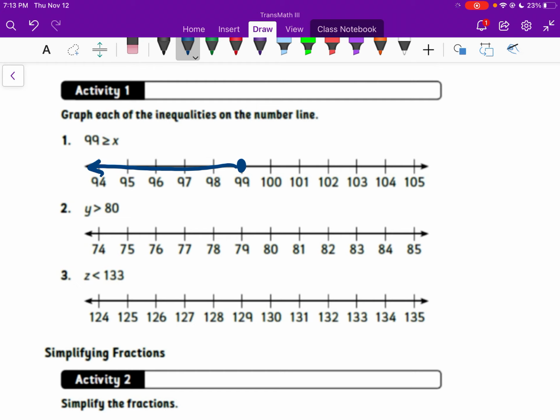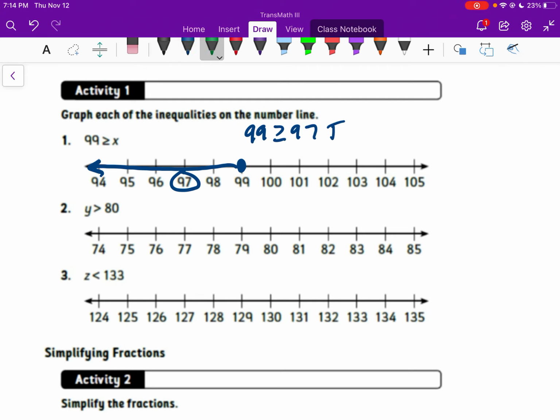Now, to check your answer again, you can always plug in a value. So let's use 97. 99 is greater than or equal to 97. That is true. Since that is true, that means we graphed to the correct side for this inequality.